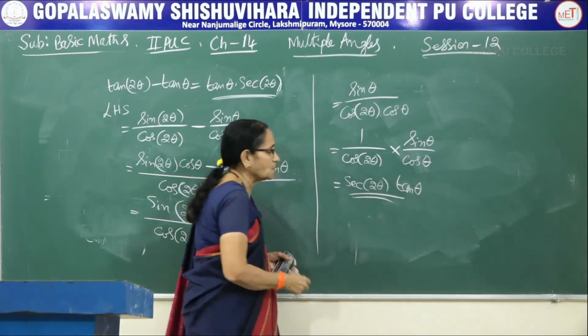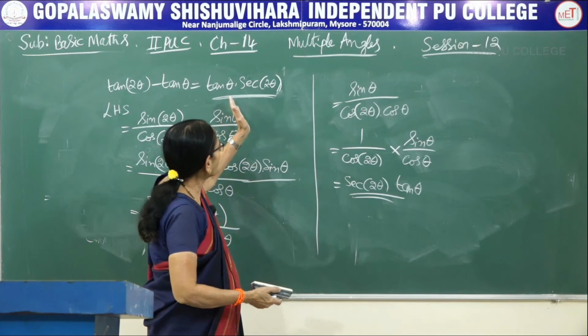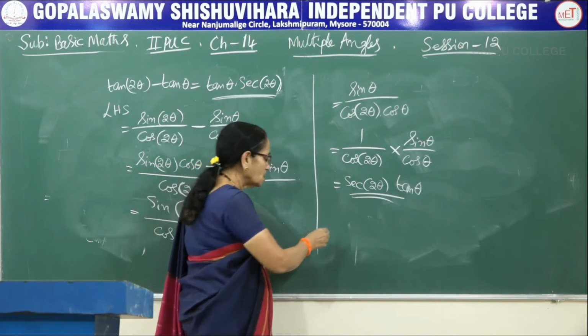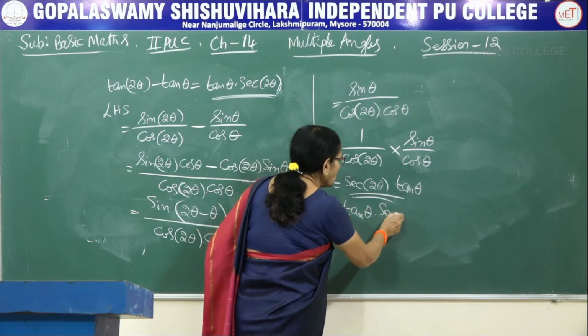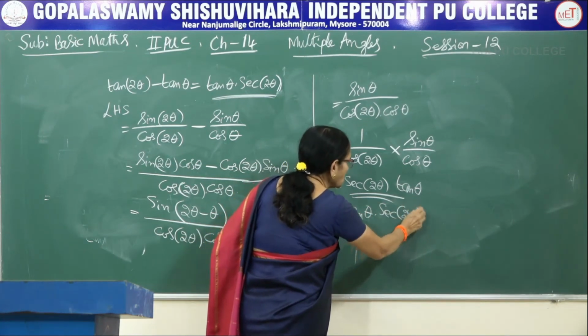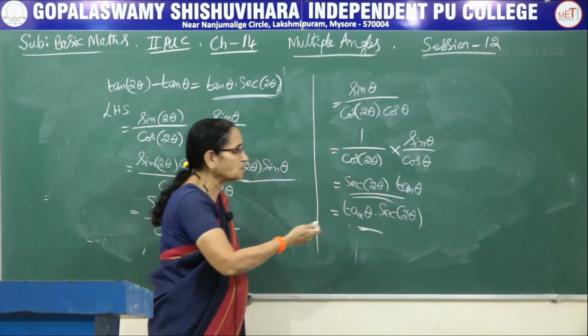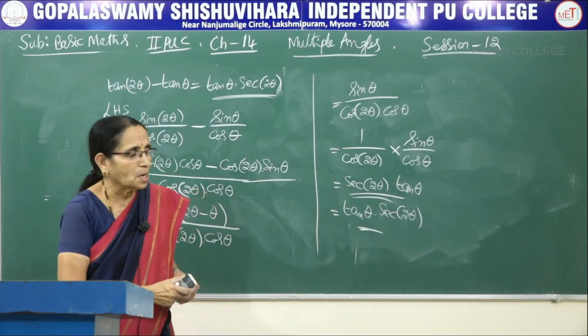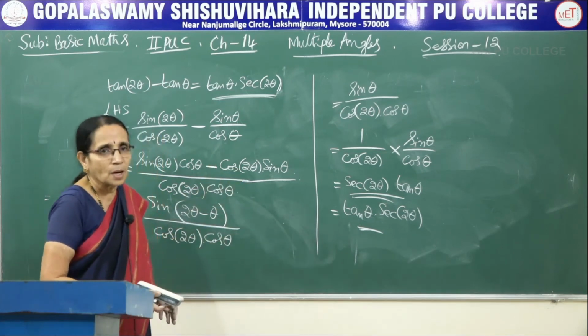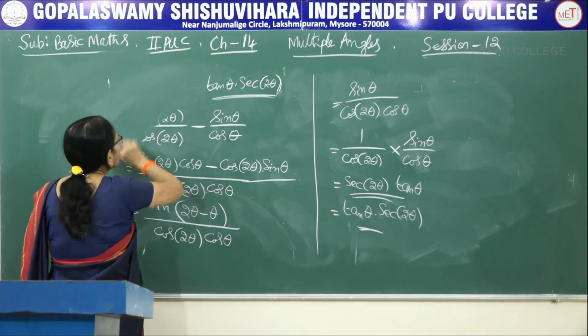Now this is the right hand side. Of course, we have got tan theta into secant 2 theta, that if you want in the same form also, we can write tan theta into secant of 2 theta, because A into B will be same as B into A, what we call as the commutative property. Now this is the procedure we adopt to get the right hand side.